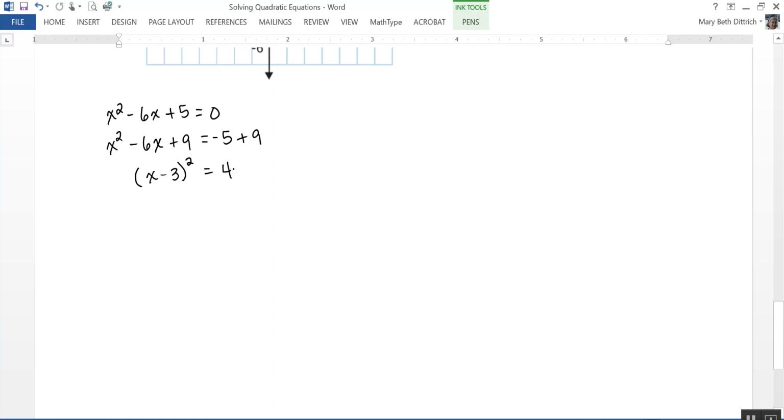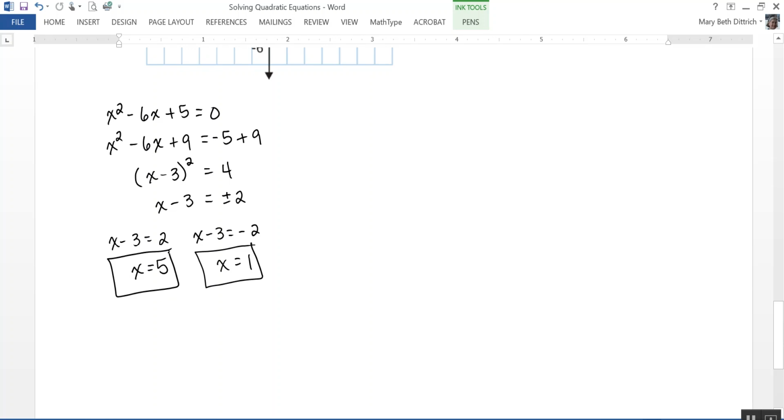and that's equal to 4. And now when I take the square root of both sides, I get x minus 3 equals, square root of 4 is 2, but I need to consider the positive or negative square root of that number, so plus or minus 2. So that gives me x minus 3 is equal to 2, or x minus 3 is equal to negative 2. And adding 3 to both sides, I get x equals 5, and adding 3 to both sides, I get x equals 1. So you'll notice I got the same answers as I did above, but this is by completing the square.